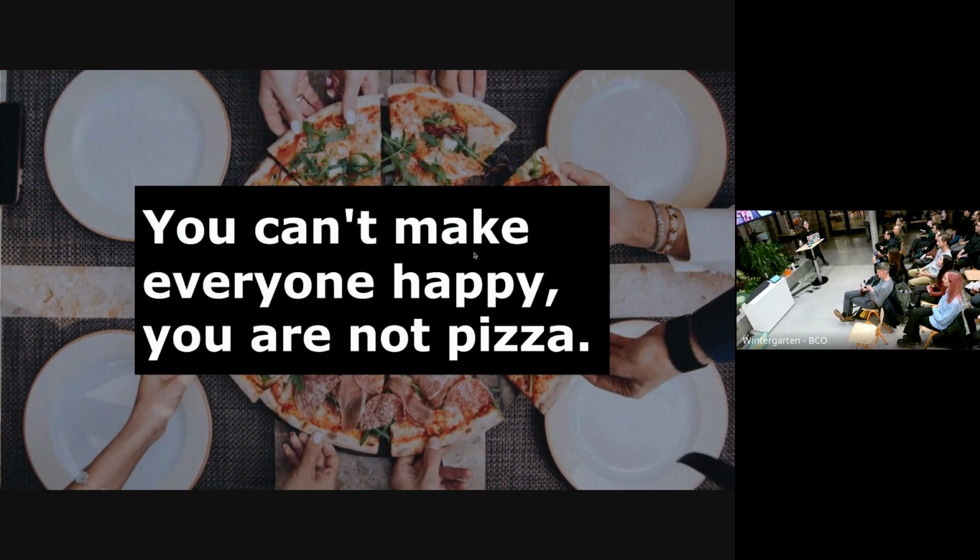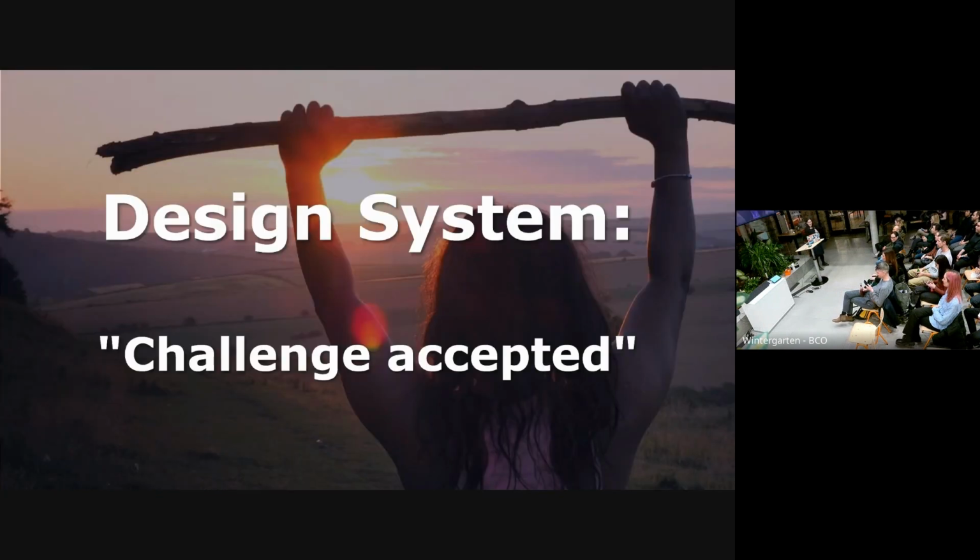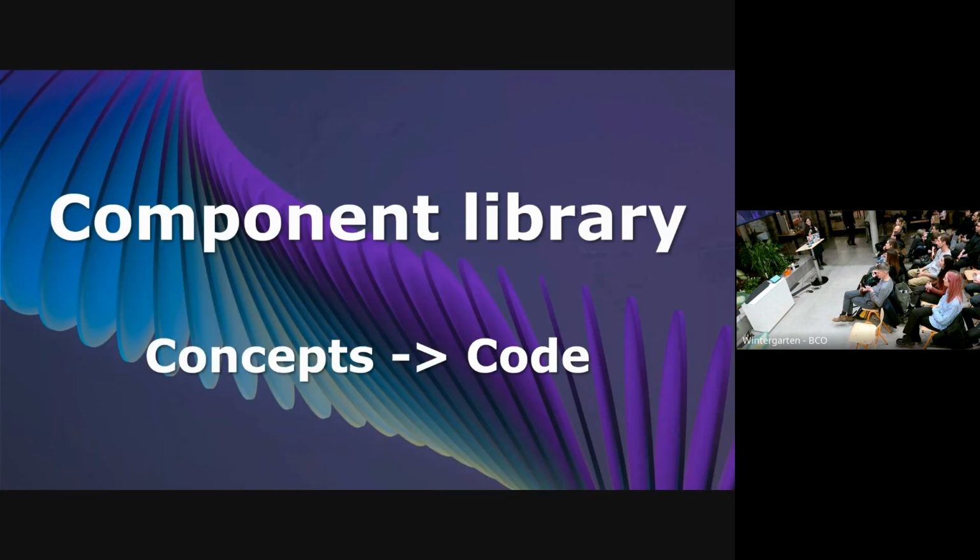Okay, so maybe you have heard the saying, you can't make everyone happy, you are not pizza. Well, when you build a design system, you actually kind of try. There are so many stakeholders involved, and you want to make everyone happy, and it's not easy, of course. So today I want to talk especially about a component library. A component library is a part of a design system that translates the concepts that are defined in the design system into code.